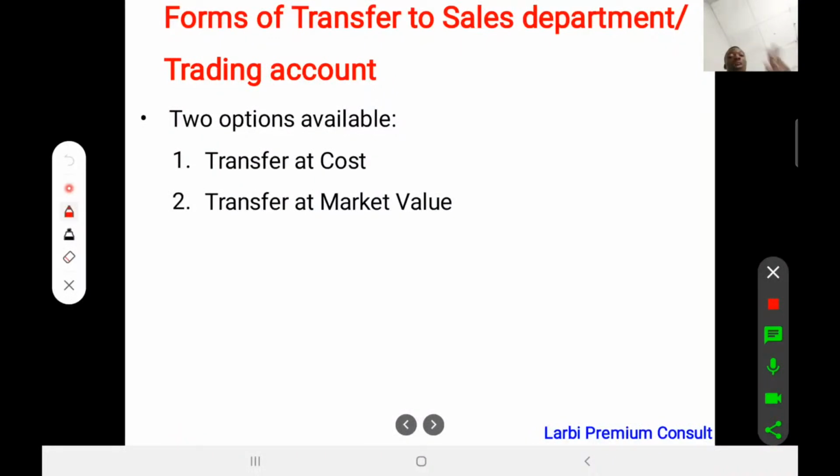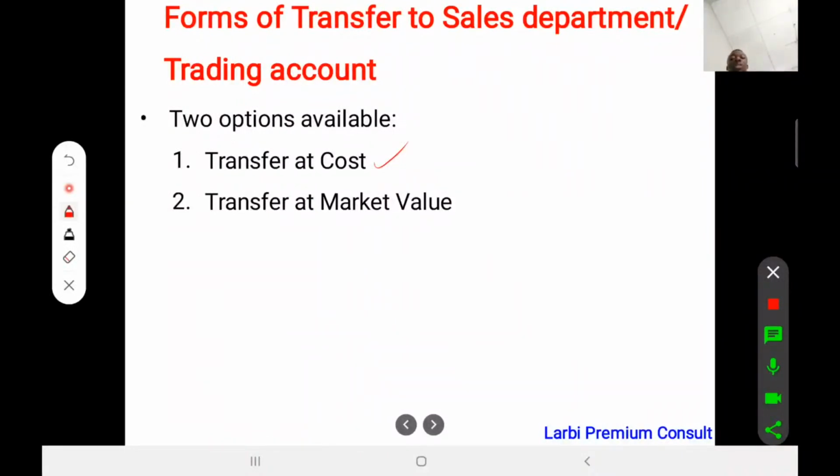In the transfer, you have two options that you can opt for. We have transfer at cost and transfer at market value. So let's look at how this works. When it comes to the transfer at cost, here is a case where we just transfer the cost of production to the sales department without any element of profit being added to the cost. That's what we call transfer at cost. You transfer the net cost of production to your sales department without any element of profit.